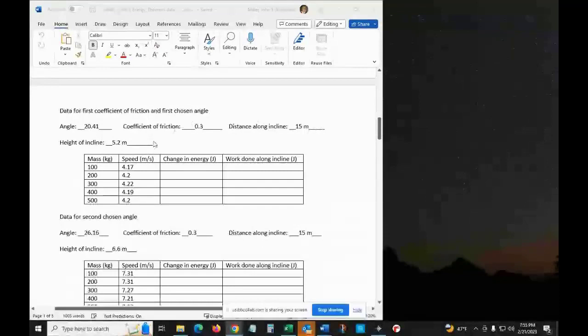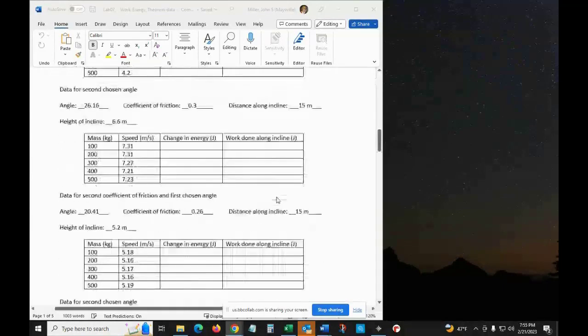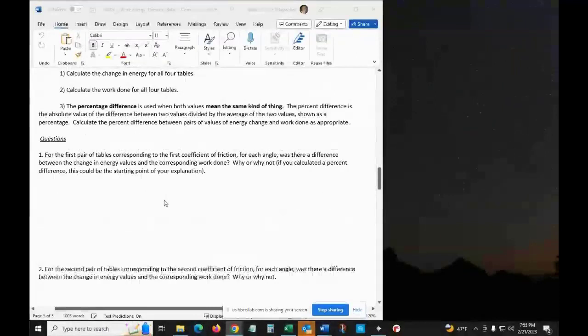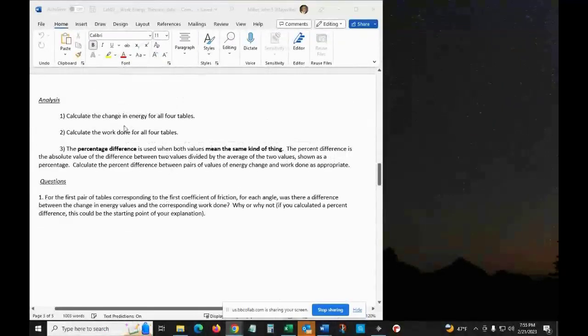Here is my completed data page. I have speeds, the coefficient of friction values that I wrote down from the simulation, the distance along the incline, height of the incline, and the angle for all 4 different runs. Once the data table is filled out from doing the simulations according to the procedure, then the rest of the work is doing the calculations.